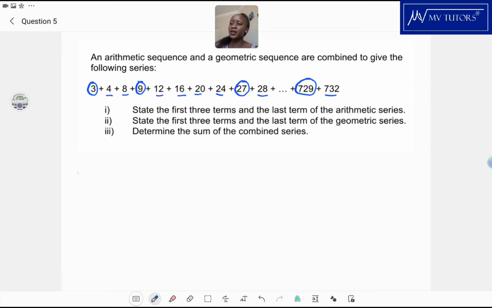Okay, the first question. State the first 3 terms and the last term of the arithmetic series. So the first 3 terms, 4, 8, oh, they said series. Okay, but I'm stating the terms, so it's fine. I can use the semicolon. So 4, 8, 12, and then the last term, 732.